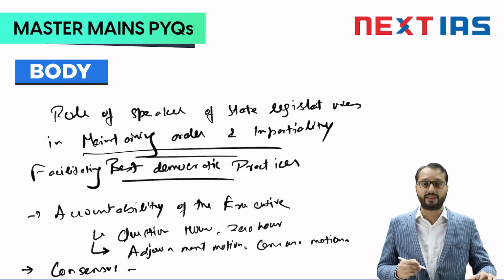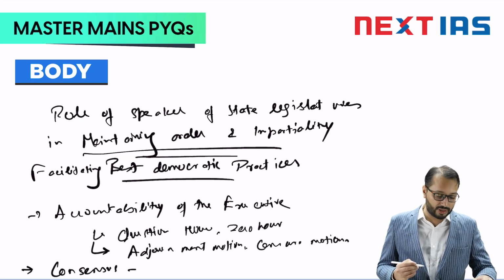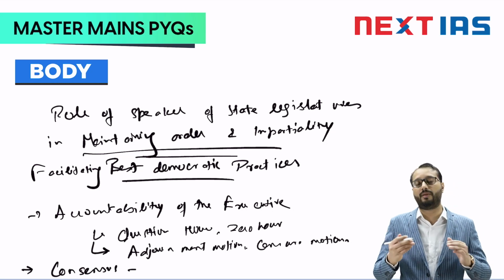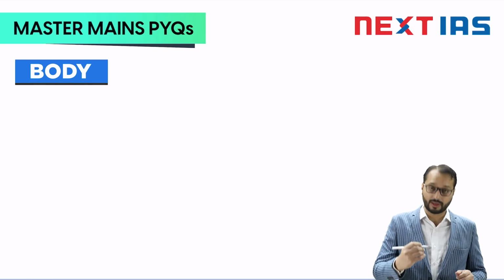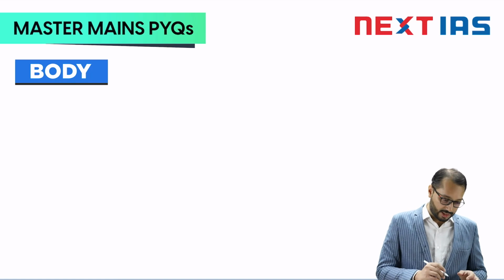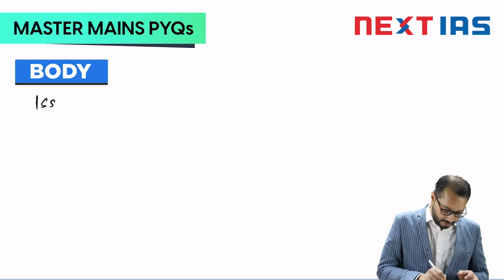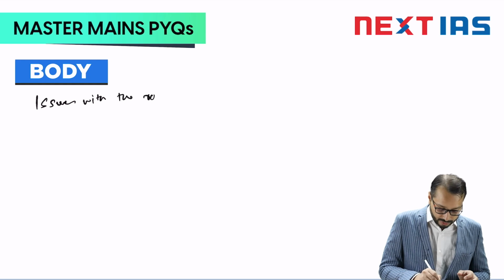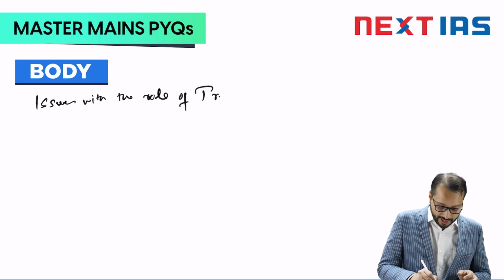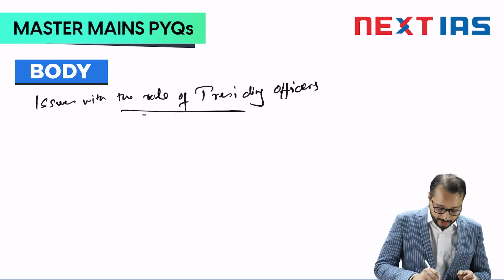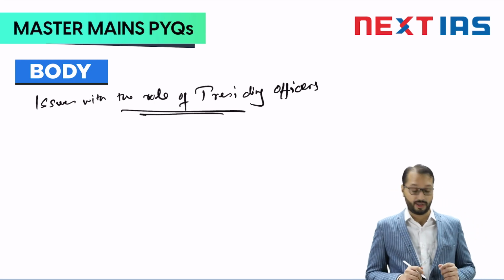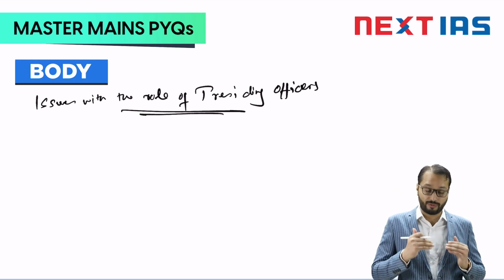Moving on, the next important part of the body would be the issues that are coming up. So next we are going to discuss the issues with the role of presiding officers, right? So this again is a very important part of the answer, right? So you have to create the heading and then you have to proceed.